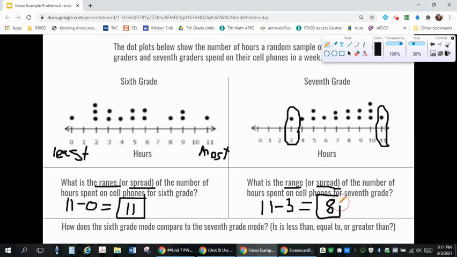So now we can spend a minute comparing these numbers. How does the sixth grade mode compare to the seventh grade mode? Is it less than, equal to, or greater than? Well, it looks like the sixth grade, 11 hours, is greater than the seventh grade of 8 hours, right?